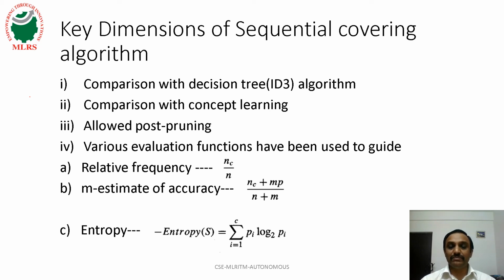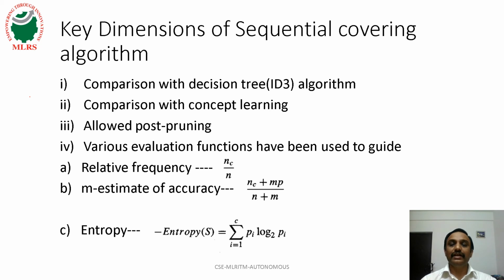Next, M estimation. In addition to relative frequency, we are taking two more parameters: P as a prior probability, and M as the weight. P is the prior probability of randomly drawn examples from the entire data set. M is the weight, or equivalent number of examples, for weighting this prior probability. If the prior probability and M weight values are zero, that becomes relative frequency only.